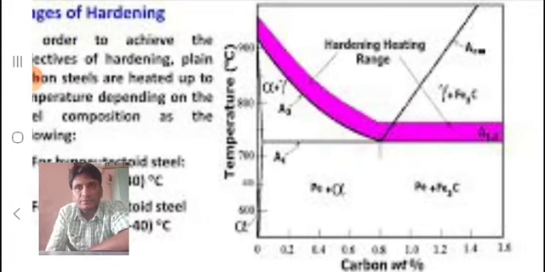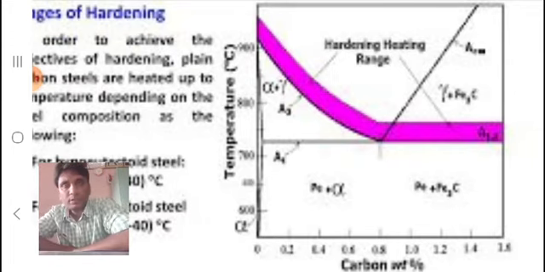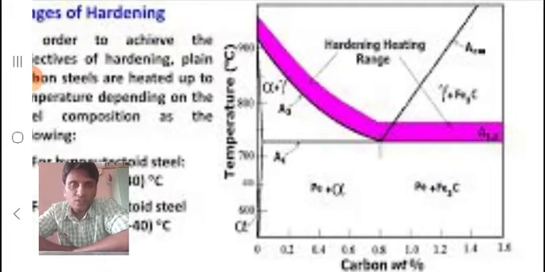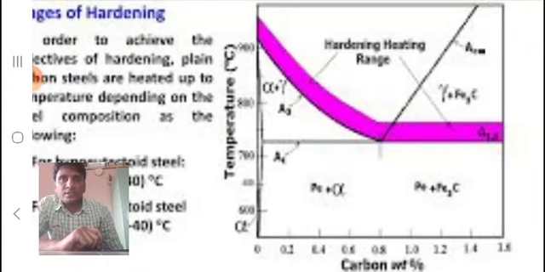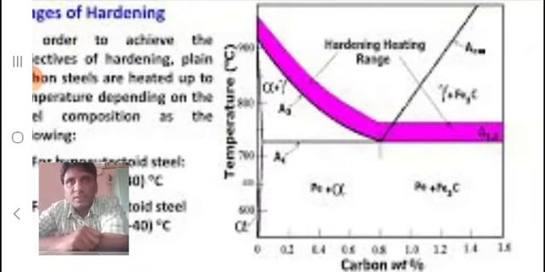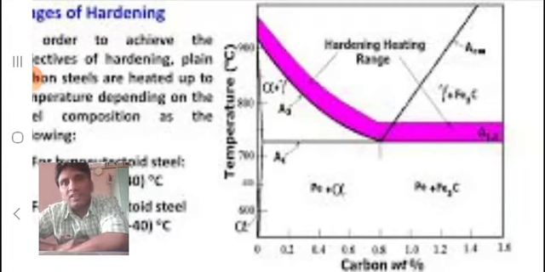Whereas in Austempering, it is directly quenched. The steel is heated to the hardening temperature and then directly quenched to a temperature of 300 degrees centigrade, and it is held at that temperature until the entire austenite transforms into bainite, and then it is air cooled.